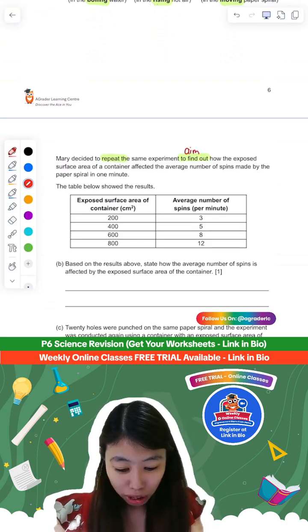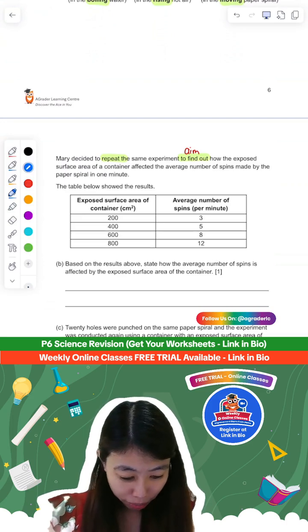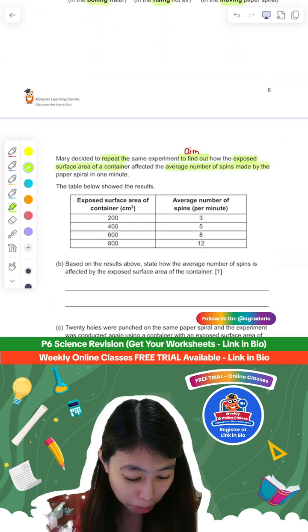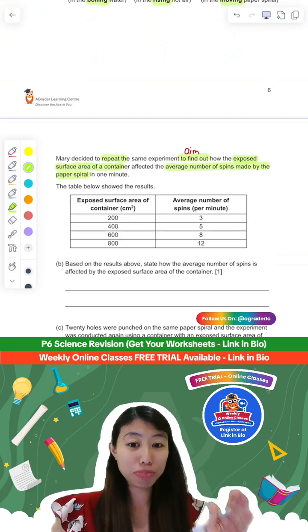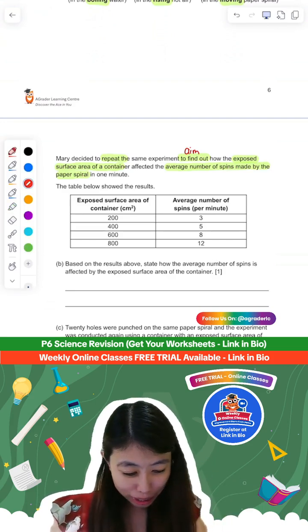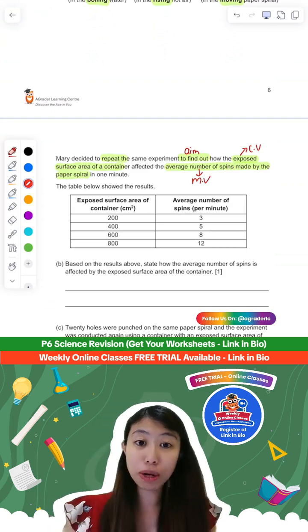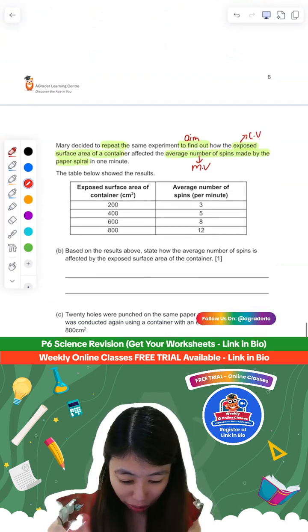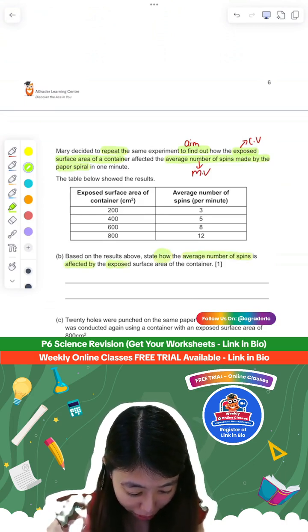Okay, Jared, very good. So the aim always consists of my changed and measured variable. So over here, exposed surface area affects average number of spins made by the paper spiral. So always remember, changed variable affects measured variable. Okay, so this would be my changed variable. Average number of spins will be my measured variable. So for this, okay, based on the results above, state how these is affected by this.